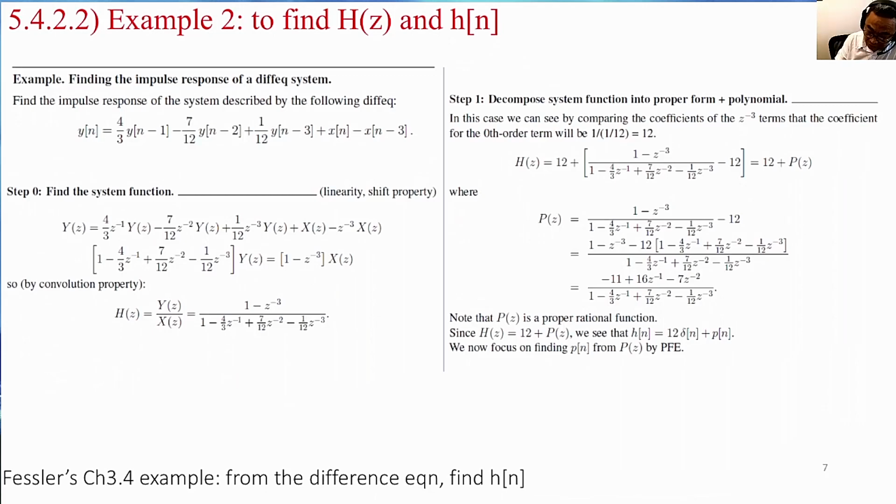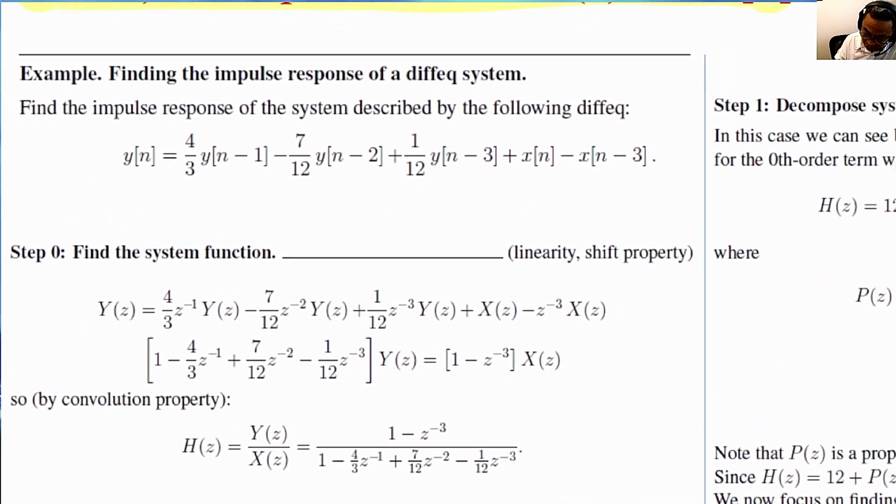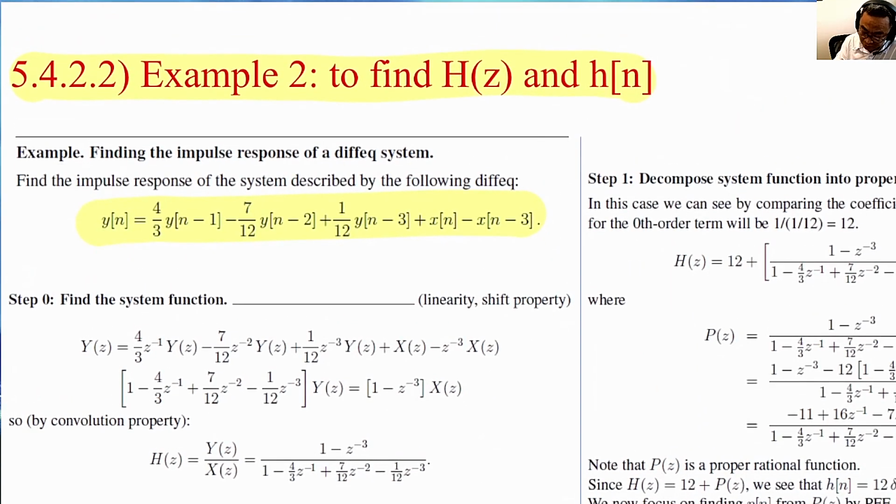This is example 5.4.22. Here we are given a constant coefficient difference equation, and we're asked to find the transfer function H(z) as well as the impulse response h(n).